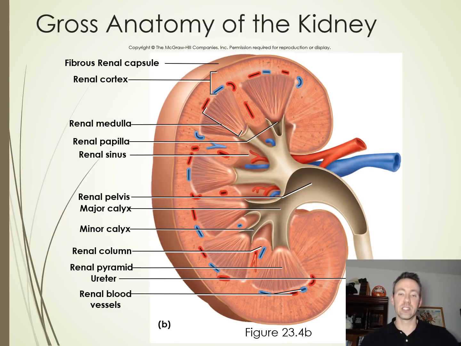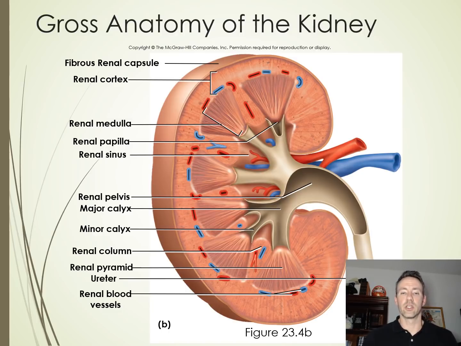And these calyces, we call them minor calyces. They're the ones that connect directly to the pyramids. They coalesce to form major calyces. So we have several major calyces. And then those calyces coalesce to form the renal pelvis. And so you can see that right here. And the renal pelvis ultimately becomes the ureter. And the ureter leads to the bladder, right?